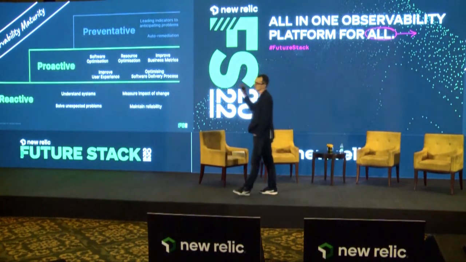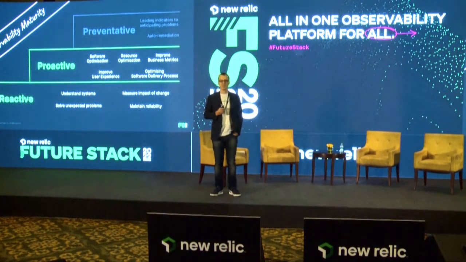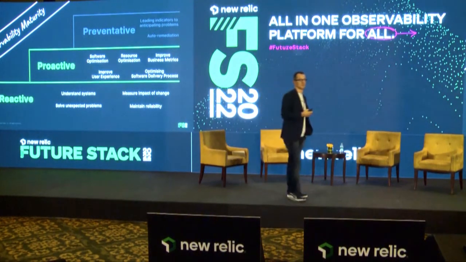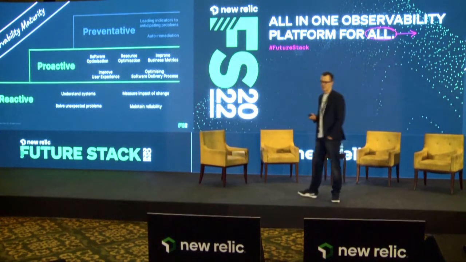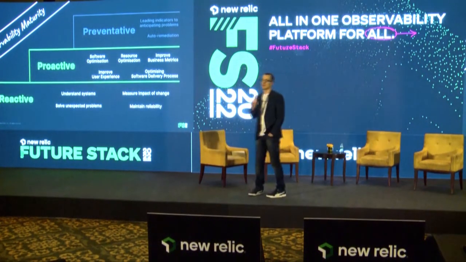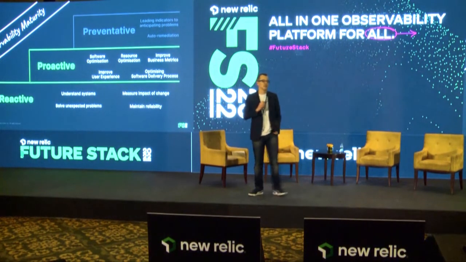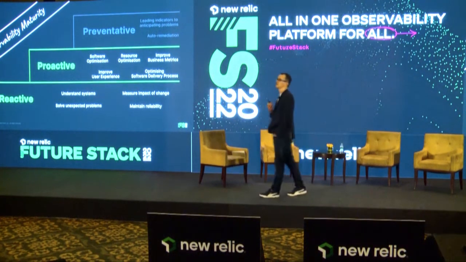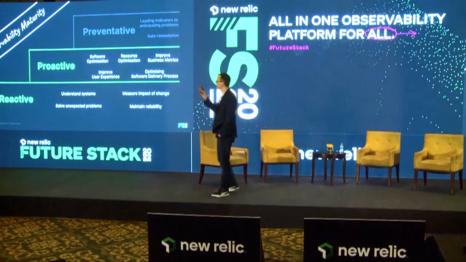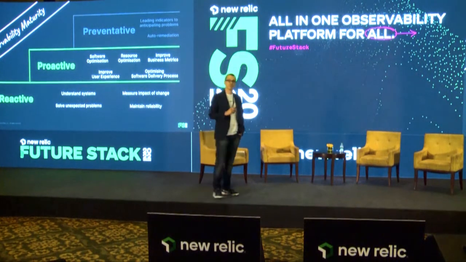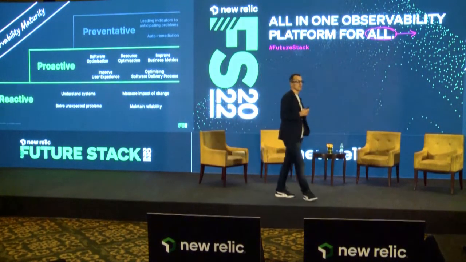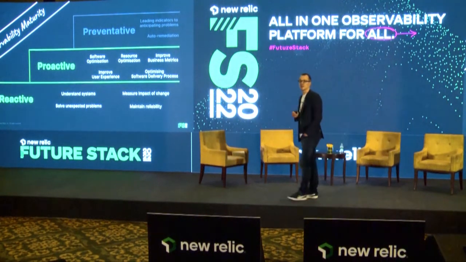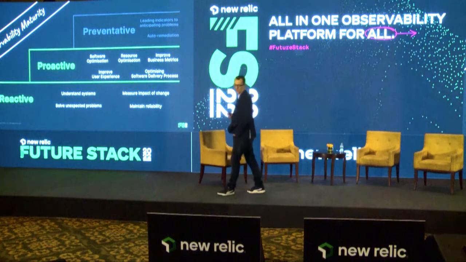Once customers master the reactive stage, they graduate to the next stage, which is proactive. And this is an additive stage, right? It's not either or, it's additive. And here, the focus actually shifts to optimization. It's no longer about reacting and fixing problems. It's about looking at the data and optimizing, getting more value out of that data. So for example, you might be optimizing software with APM. How would you do that today with APM? You would identify the critical path and you optimize the bottlenecks in that critical path.